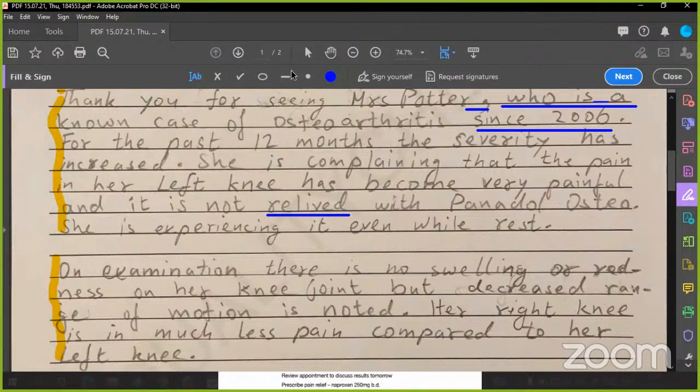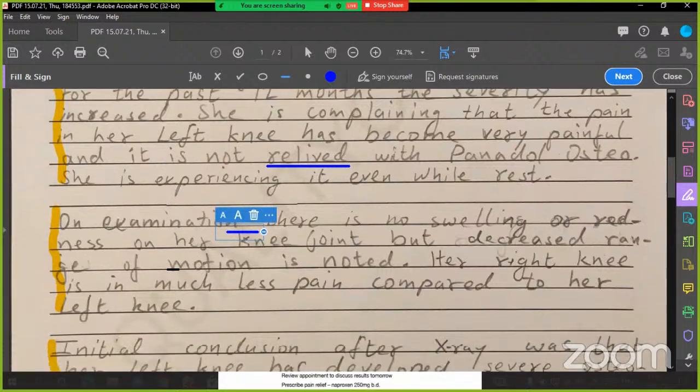Then the next one, you can say, on examination, comma. Always, whenever there is a phrase in the beginning, there is no swelling or redness on her knee joint. On examination, there is no swelling or redness on her knee joint, but decreased range of motion is noted. The first one is active voice, the second one is passive voice. The second one is good, but the first one is not fine.